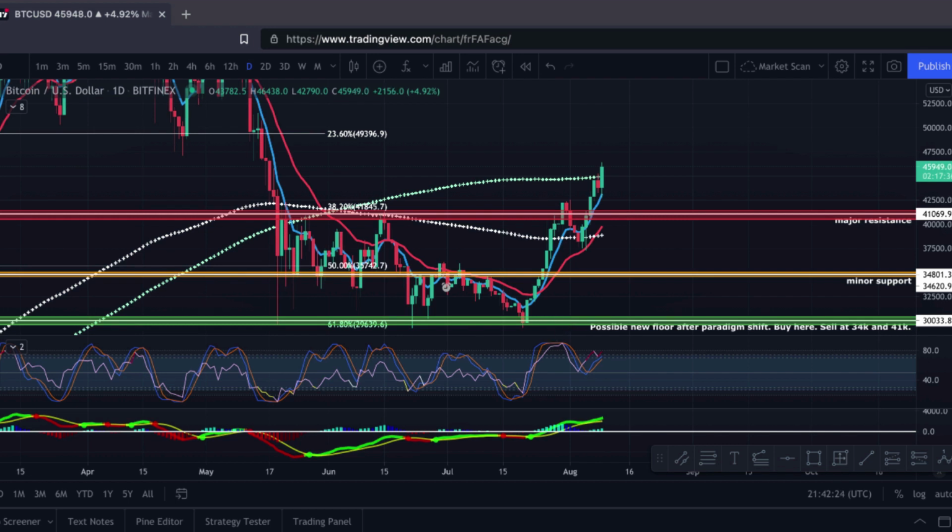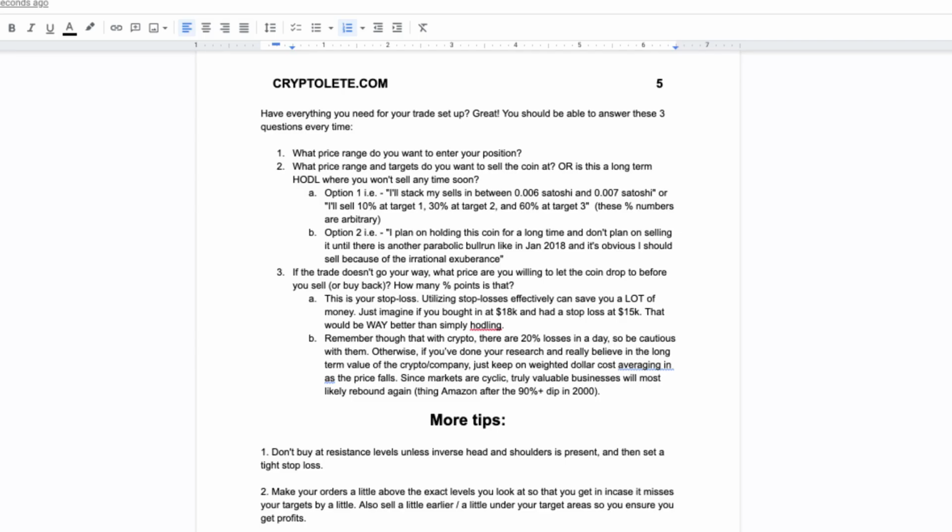Number 2, what price range, or let me go back to my market scan. Number 2, what price range and targets do you want to sell the coin at? Or is this a long-term hodl where you won't sell anytime soon? So option 1, I'll stack my sells between 0.006 Satoshi and 0.007 Satoshi. Or I'll sell 10% at target 1, 30% at target 2, and 60% at target 3. And these percent numbers are totally arbitrary.